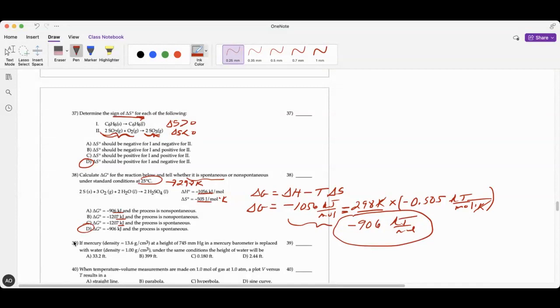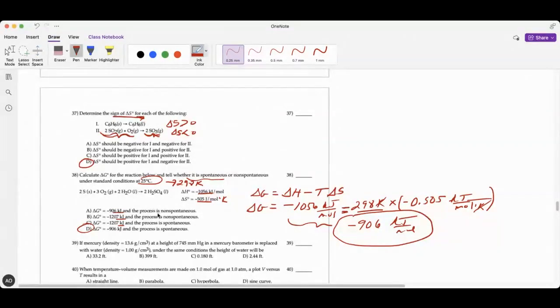So if delta G is greater than 0, then it would be non-spontaneous. Exactly. So if it's equal to 0, would it be equilibrium? Yes, it would. Absolutely. There'd be no net change because the system is at equilibrium.